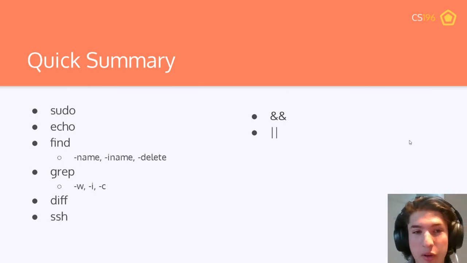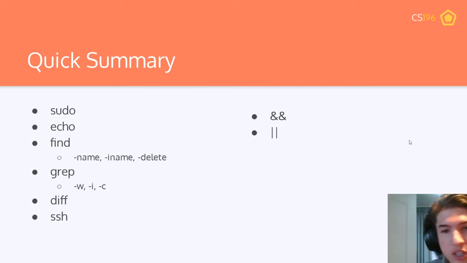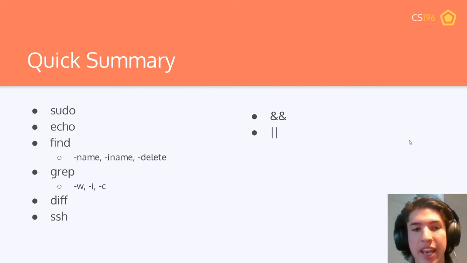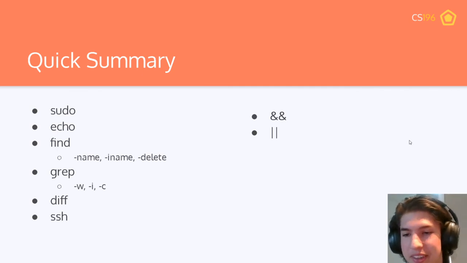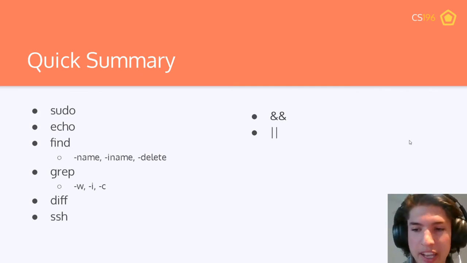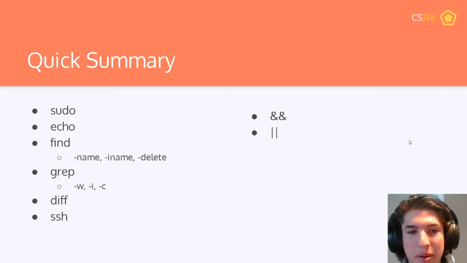Anyway, so quick summary of what we've learned: sudo, echo, as well as find. We've learned the name, iname, and delete flags for find. The name flag, you guys are catching me off guard, will only match files that meet a certain format, like star dot txt. The iname does the same thing, but is case insensitive, hence the I.